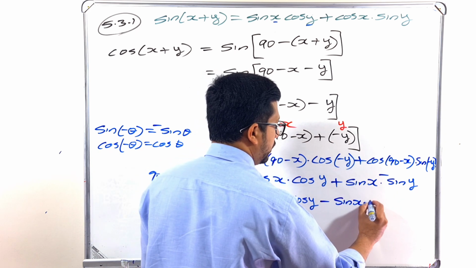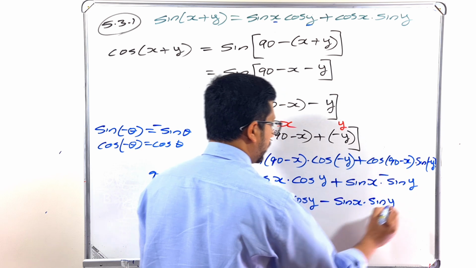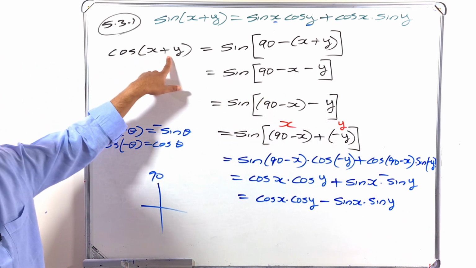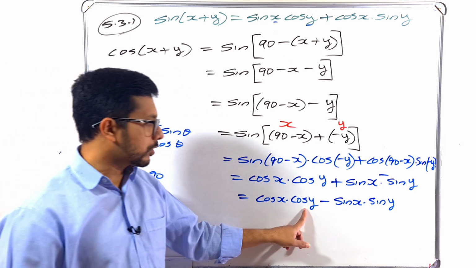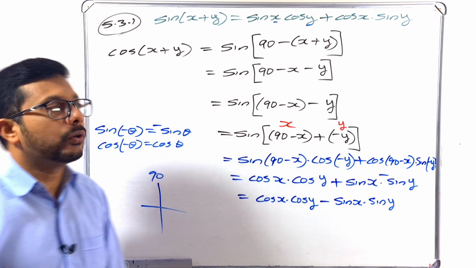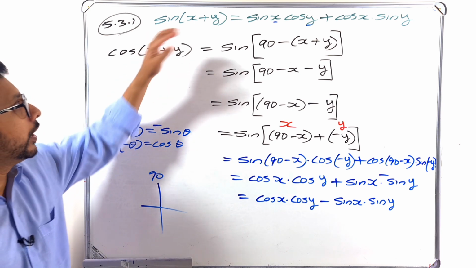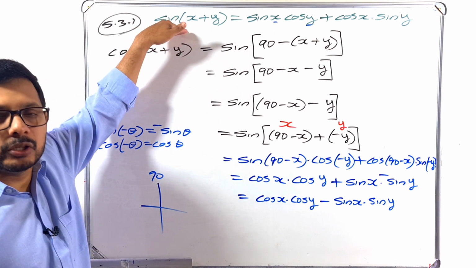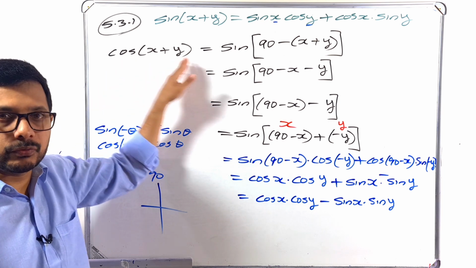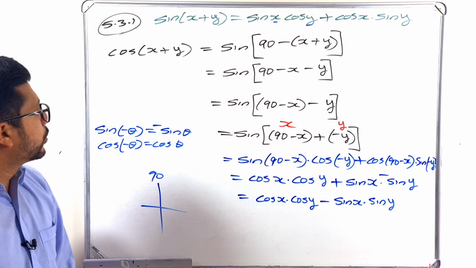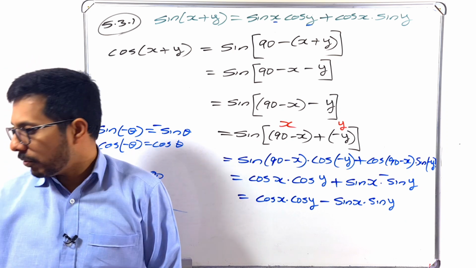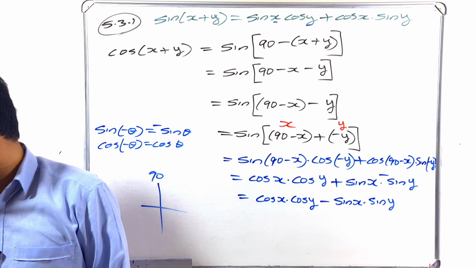sin x into sin y. So now look at the expansion of this one. Cos of x plus y is cos x cos y minus sin x sin y. That is how you find the expansion. So we can use this expression to prove this cos of x plus y formula. So that's the question. That is question number 5.3.1. Now let's move to 5.3.2.